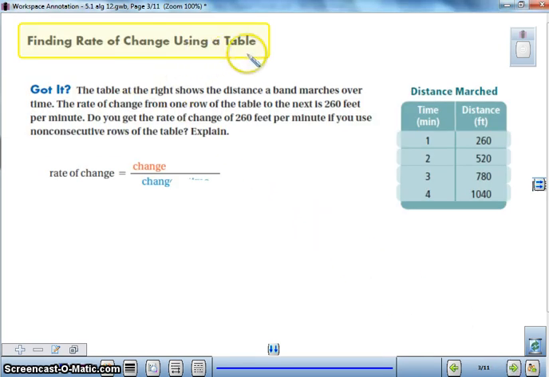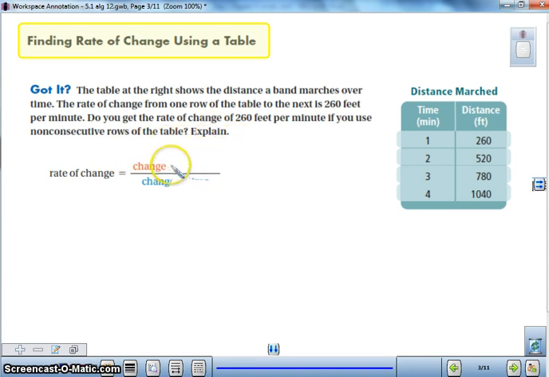Finding the rate of change using a table. If we're looking at this table, it says at the right it shows the distances marched over time. The rate of change in each row is next to 260 feet per minute. Do you get the same rate of change per minute if you use non-consecutive rows in the table? It says to explain.